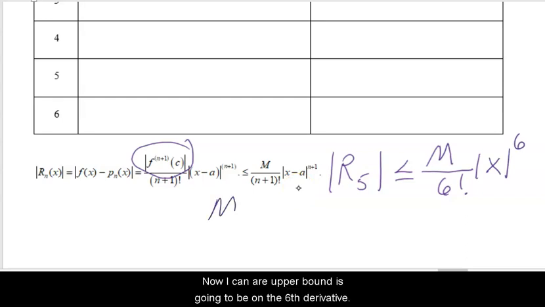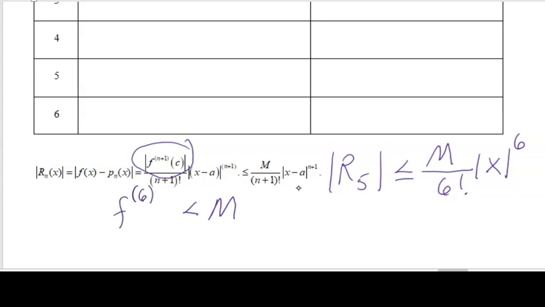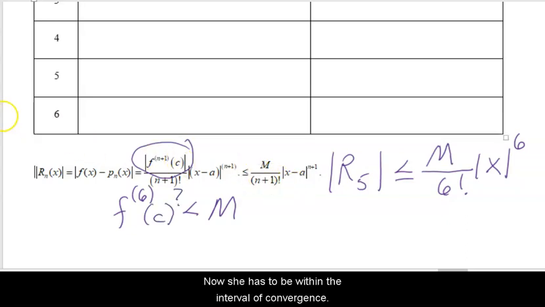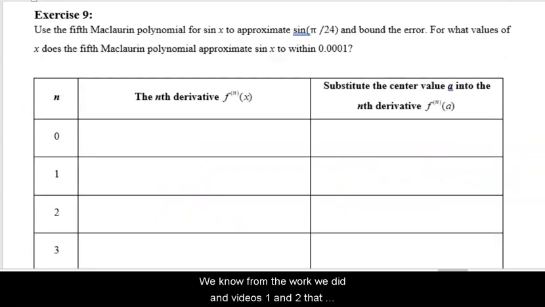Now again, our upper bound is going to be on the 6th derivative of the function at some unknown c value. Now c has to be within the interval of convergence. We know from the work we did in videos 1 and 2 that the Maclaurin series for sine actually converges for all x values when the center is at 0. Thus, we know that we can certainly use any x value and it will be within the interval of convergence.